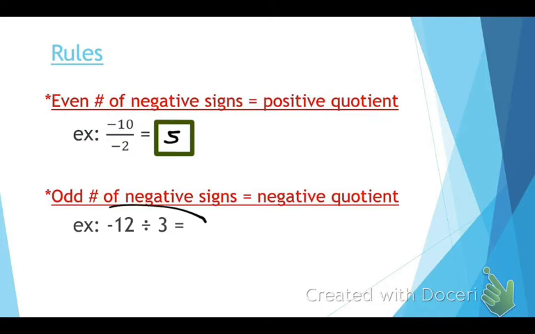Let's look down here. I've got a separate example. Negative 12 divided by 3. How many negative signs do you see? 1. Only 1. Is the number 1 odd or even? Odd. And the rule says if you have an odd amount of negative signs, your answer has to be negative. So what's the answer? Negative 4. All right, now we're going to do quite a few problems that are using this rule here.